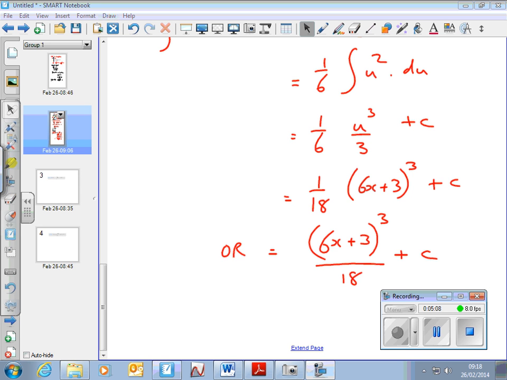Or we could write it as 6x plus 3 cubed over 18 plus c. Remember, an 18th is the same as divide by 18.